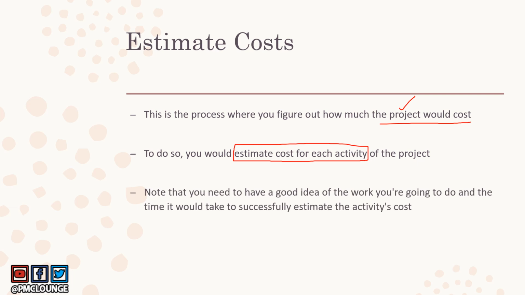When you're estimating the cost for every single activity, you need to have two things that you know in detail. Number one is the work you're going to do as part of this activity, and number two is the time it would take. So we are referring to the scope management knowledge area and the schedule management knowledge area. That is why the cost management knowledge area comes after scope and schedule. If you want to estimate the cost of a project activity, you need to know how much work you're going to do and the amount of time it will take. Once you know these two, you will be able to successfully estimate the activity's cost. So as part of the estimate costs process, you are going to estimate the cost for every single project activity.